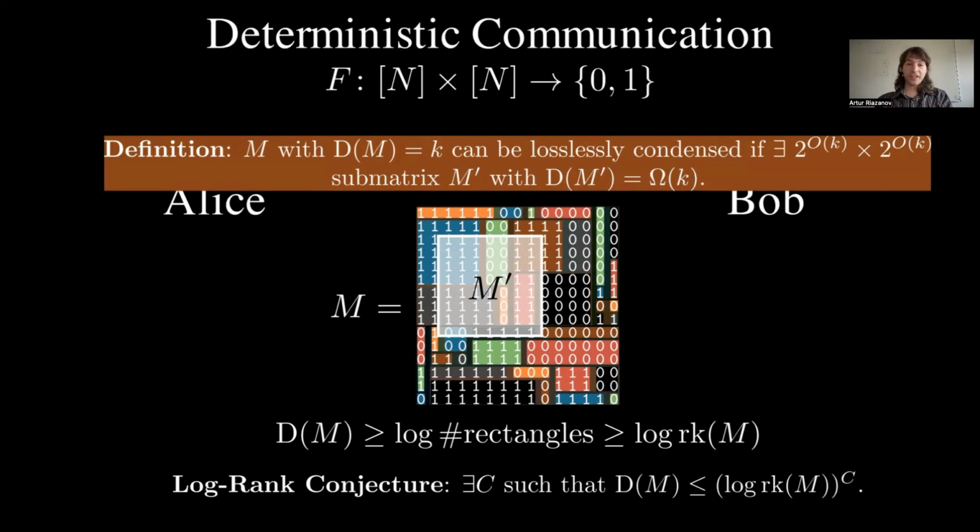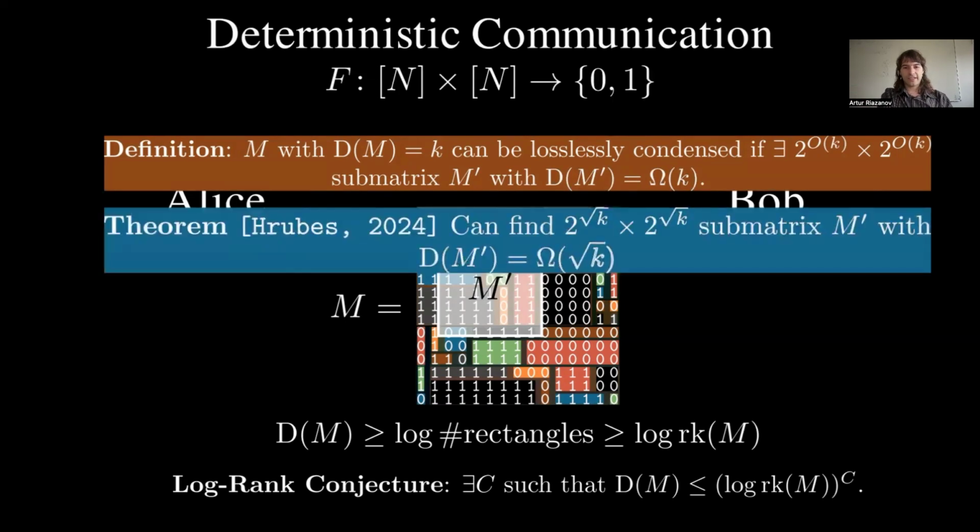Very surprisingly, and very recently, Gruby showed that without proving the log rank conjecture, this is true. So you can weakly condense communication complexity. You can find a submatrix of appropriate size with deterministic communication complexity square root of the original one. And this is very exciting. Nevertheless, the original problem remains open.